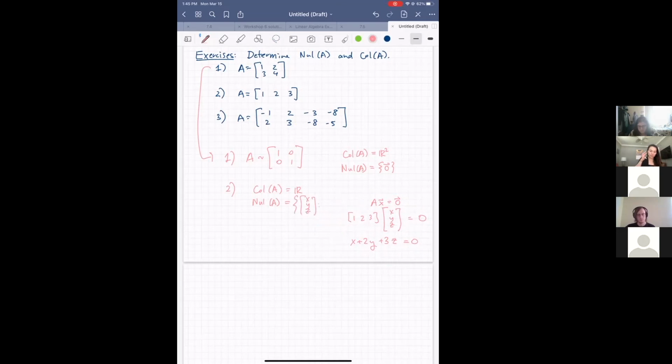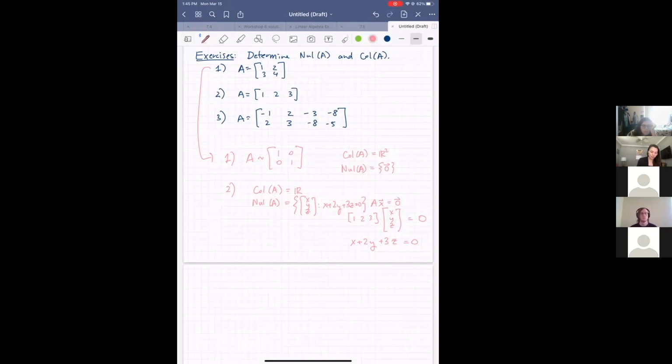So it is the vectors in R3 that satisfy this equation, basically. And notice that this is actually a plane in R3, right? That describes a plane that passes through 0, so the 0 vector is in there, so it is a subspace.